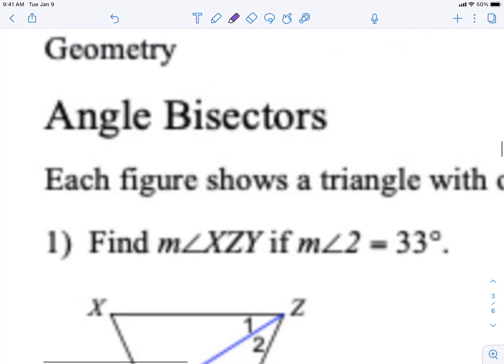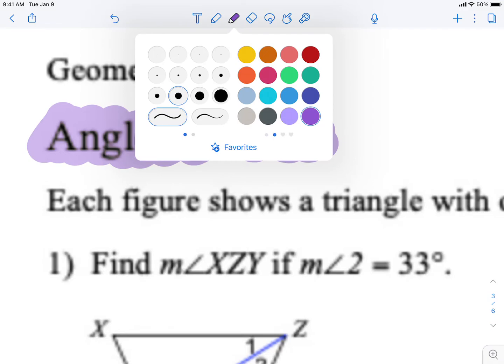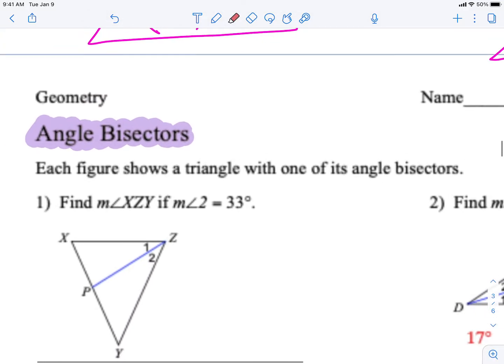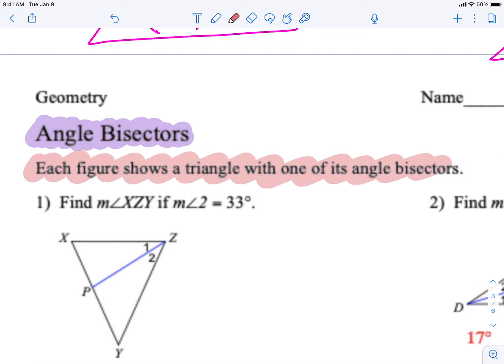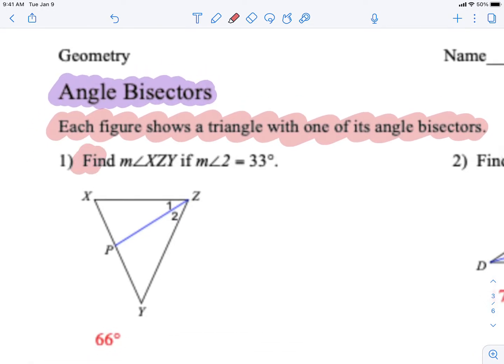First thing we do is we identify the name of the assignment, and it is called angle bisectors. Then we read the instructions. The instructions say, each figure shows a triangle with one of its angle bisectors. So number one says, find x, y, z if angle 2 is 33 degrees.